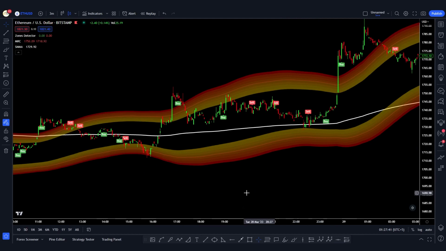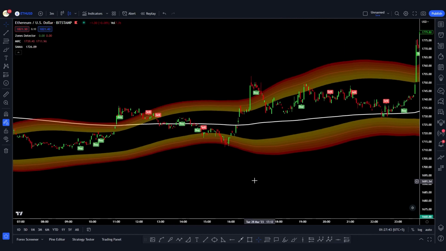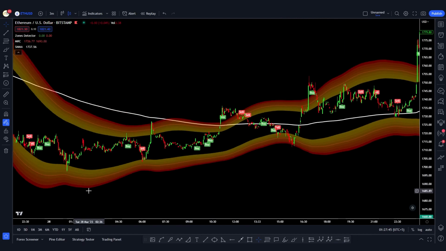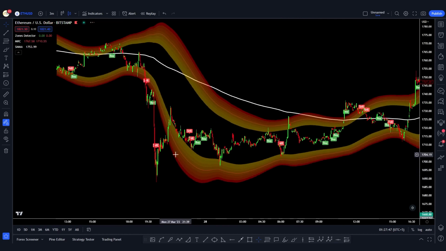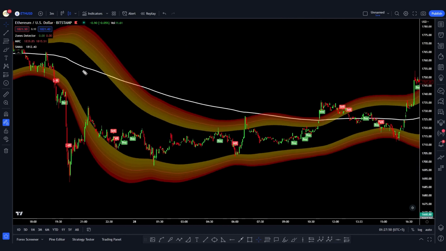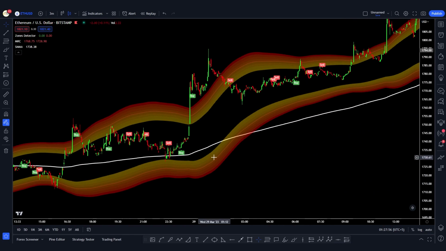The SMMA indicator is basically used in order to filter out the ranging markets and in order to identify the overall trend in the market. As you can see here, the market is moving below this SMMA line. That would mean that the market is in bearish trend, and if the price action is happening above this SMMA line, then that would mean that the market is in bullish trend.